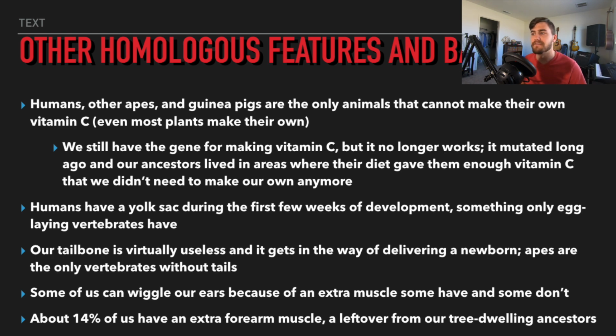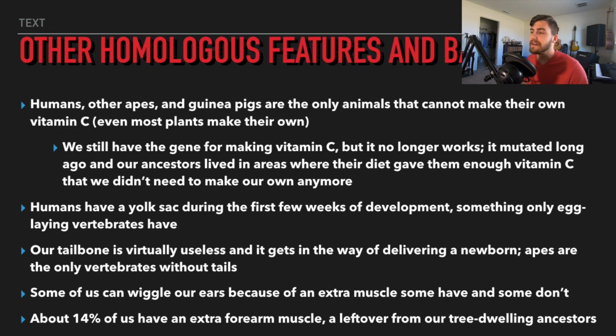It mutated very long ago, and our tree-dwelling ancestors that lived in tropical climates had a diet that consisted of a lot of fruit, so they didn't need to worry about vitamin C. So it became unimportant for them to need to transcribe that gene. And then there we go. And then humans started doing human things, not animal things. And then scurvy was a condition that people got, but we fixed that now.